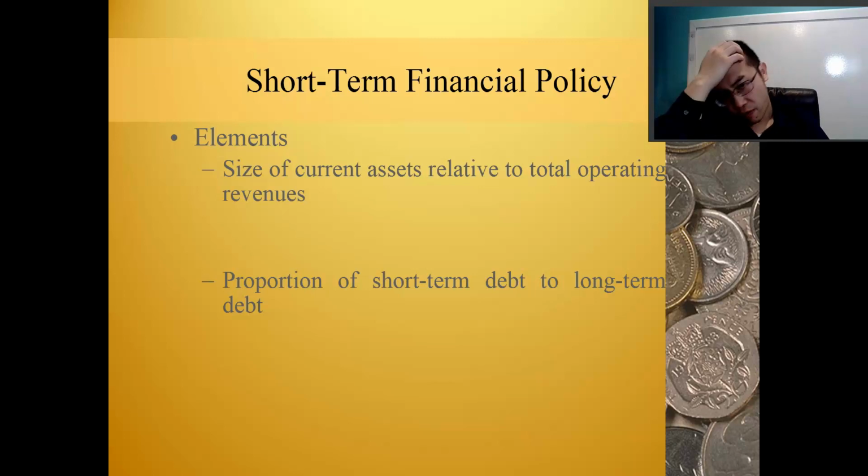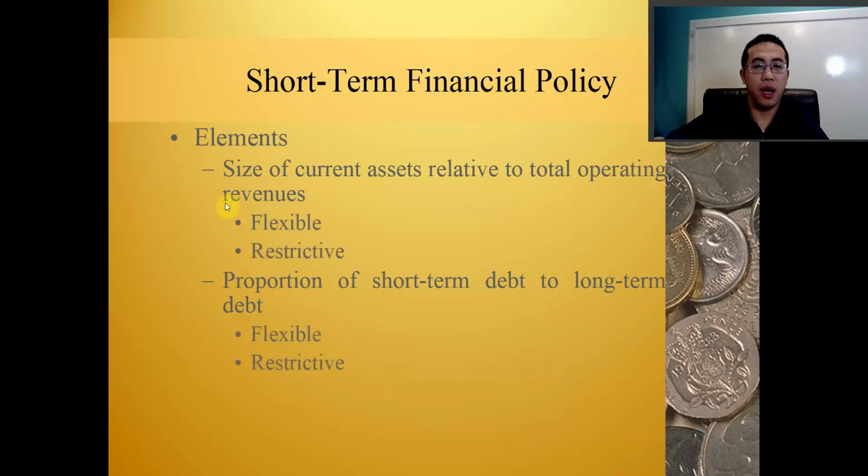In terms of short-term financial policies, we have some elements to consider. First is the size of current assets relative to total operating revenues. And the second is the proportion of short-term debt to long-term debt. Okay, and you can develop a flexible or a restrictive strategy or a policy style based on these two components.